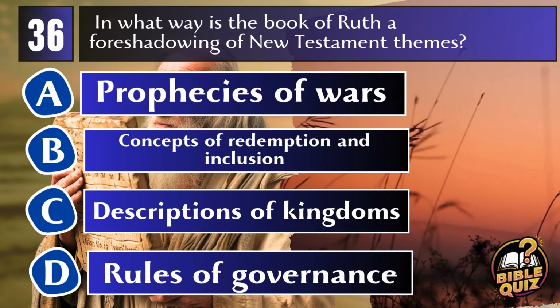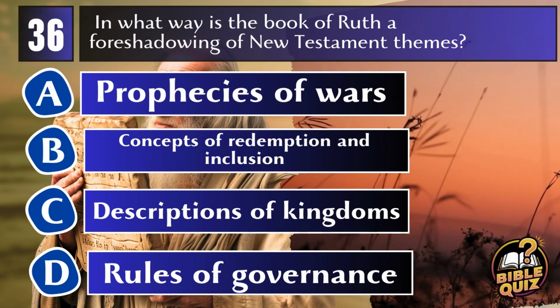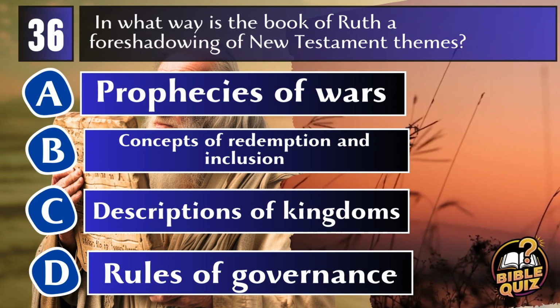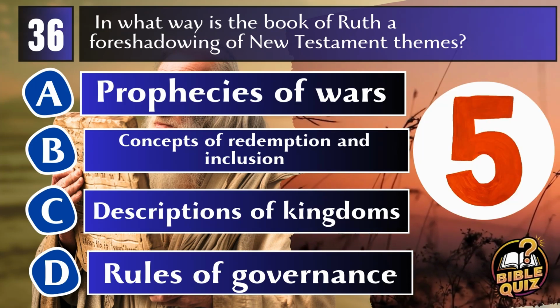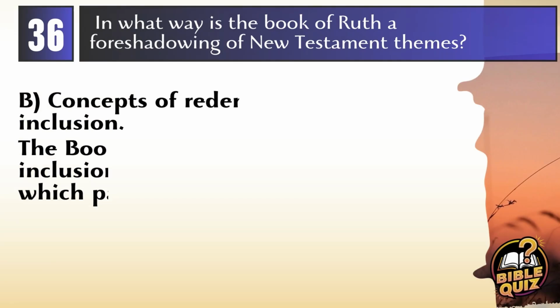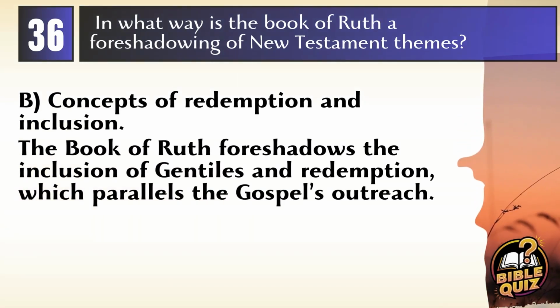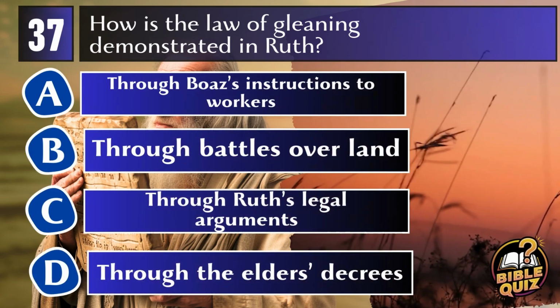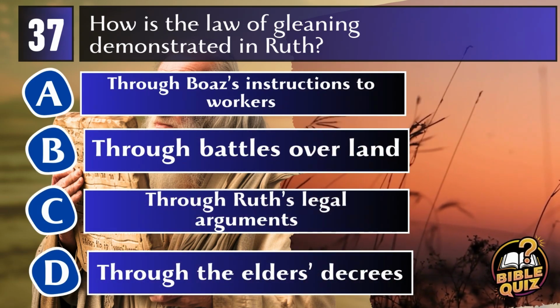A. Prophecies of wars. B. Concepts of redemption and inclusion. C. Descriptions of kingdoms. D. Rules of governance. Answer B. Concepts of redemption and inclusion. The Book of Ruth foreshadows New Testament themes through its focus on redemption and the inclusion of a Moabite woman into the community of God's people, which parallels the expansion of the gospel to the Gentiles. Question 37. How is the law of gleaning demonstrated in the Book of Ruth?